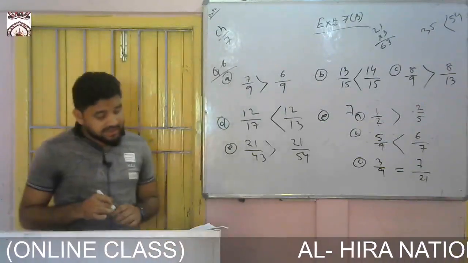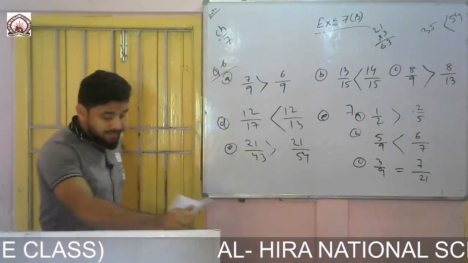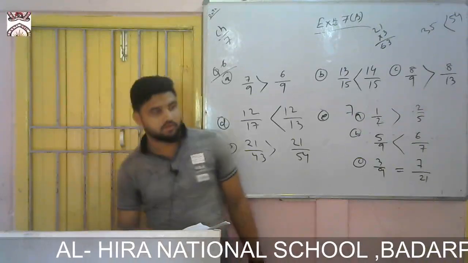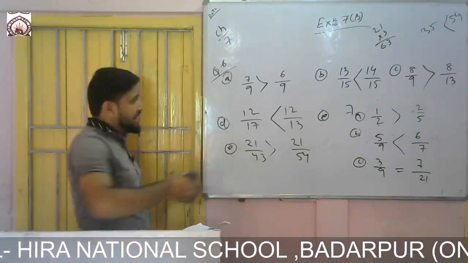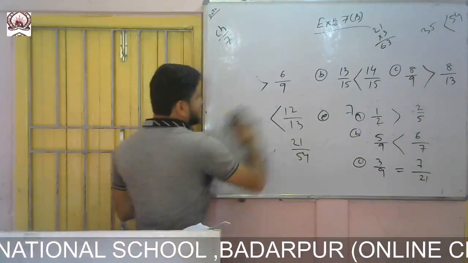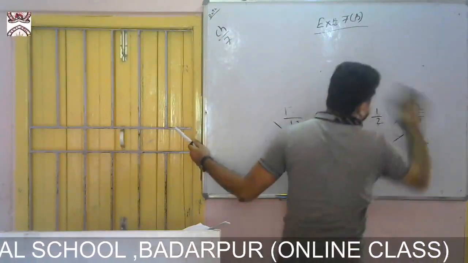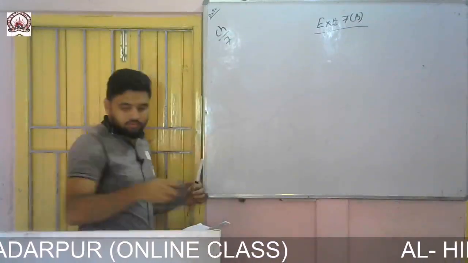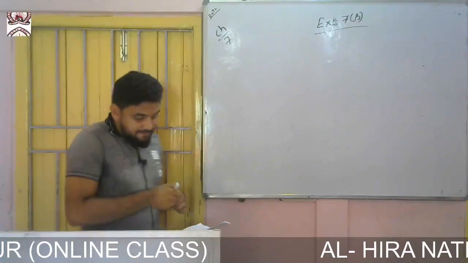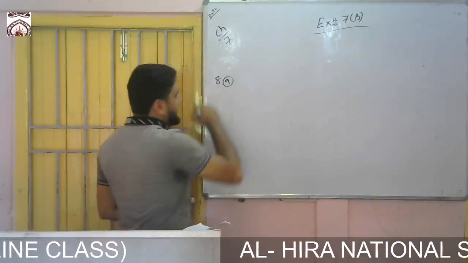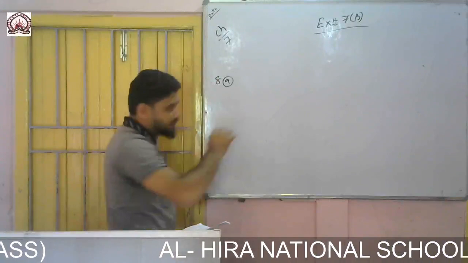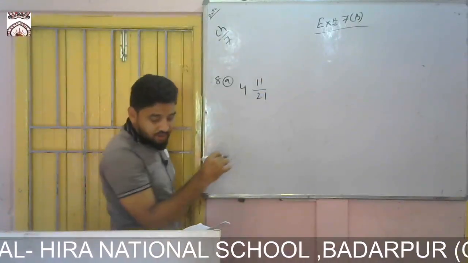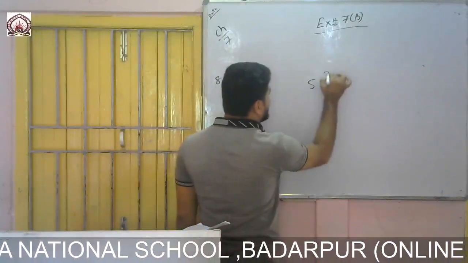So in this case, one thing you see: whenever you find a mixed fraction, at that time what do you do? So in question number, what is there? 4 11 by 21, and 5 2 by 3.